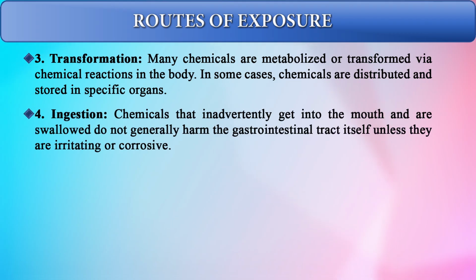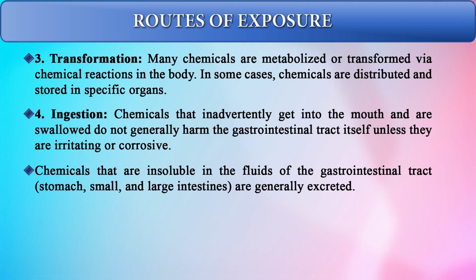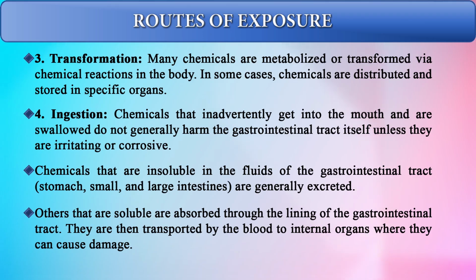The next route of entry is ingestion. Chemicals that inadvertently get into the mouth and are swallowed do not generally harm the gastrointestinal tract unless they are irritating or corrosive. Chemicals that are insoluble in the fluids of the gastrointestinal tract, for example, stomach, small and large intestine, are generally excreted. Others that are soluble are absorbed through the lining of the gastrointestinal tract. They are then transported by the blood to internal organs where they can cause damage.